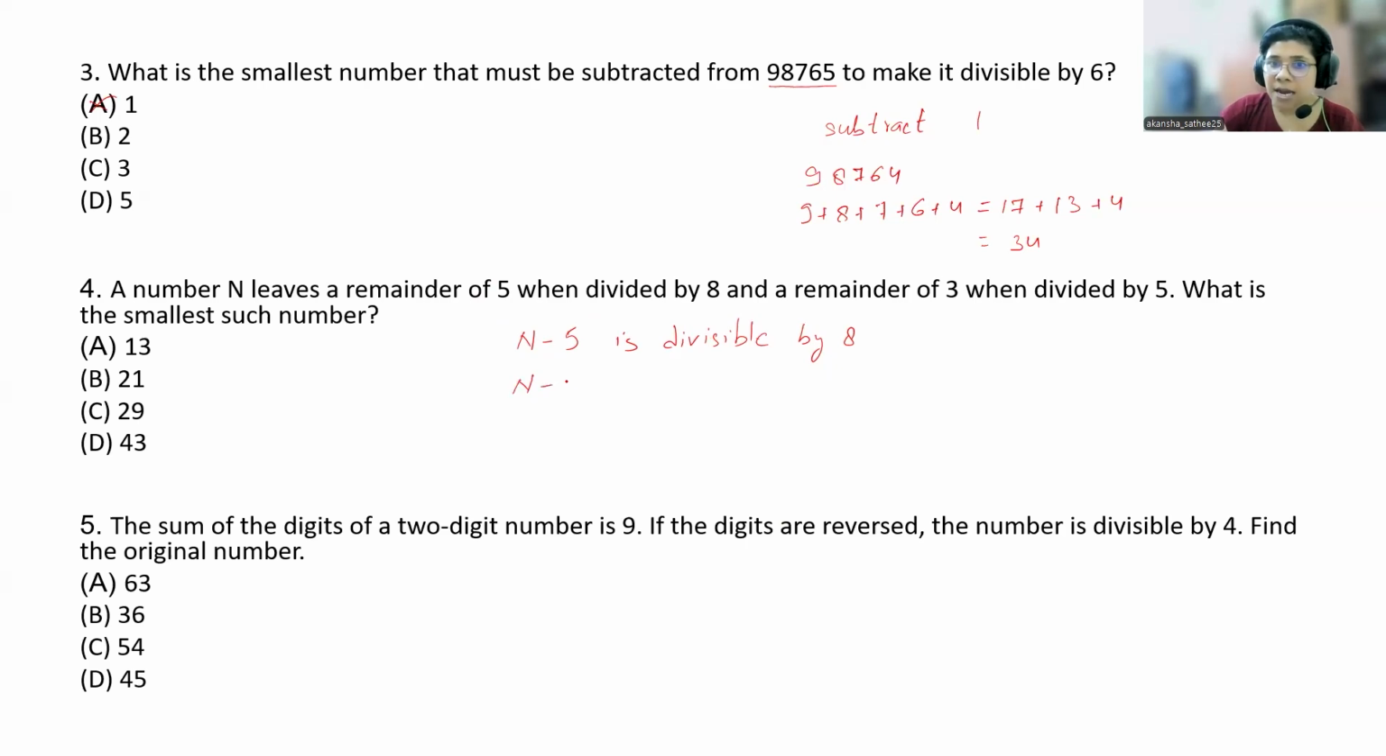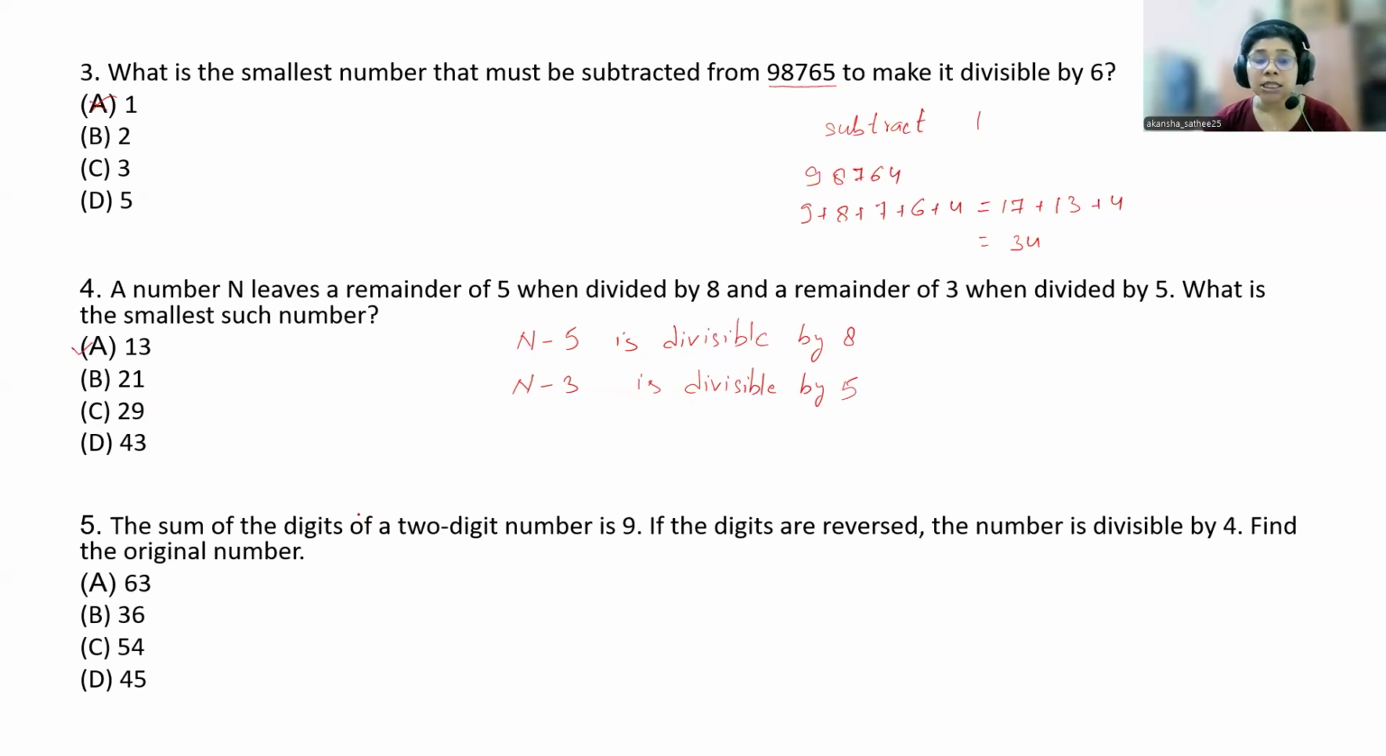Similarly, n minus 3 is divisible by 5, because the remainder is 3. Now just look at these numbers. So 13, if you subtract 5, what will you get? You will get 8. 8 is divisible by 8. Now subtract 3, you will get 10, that is divisible by 5. So 13 is the correct option. Just check other options also.